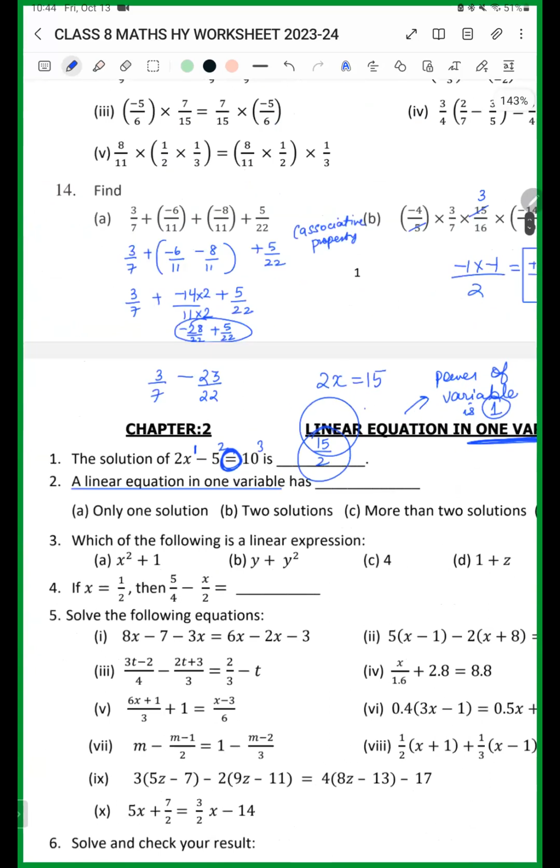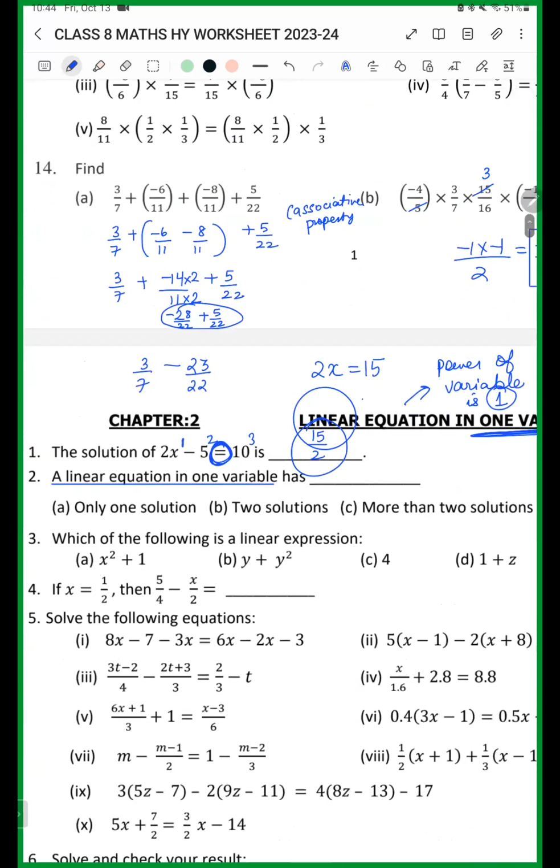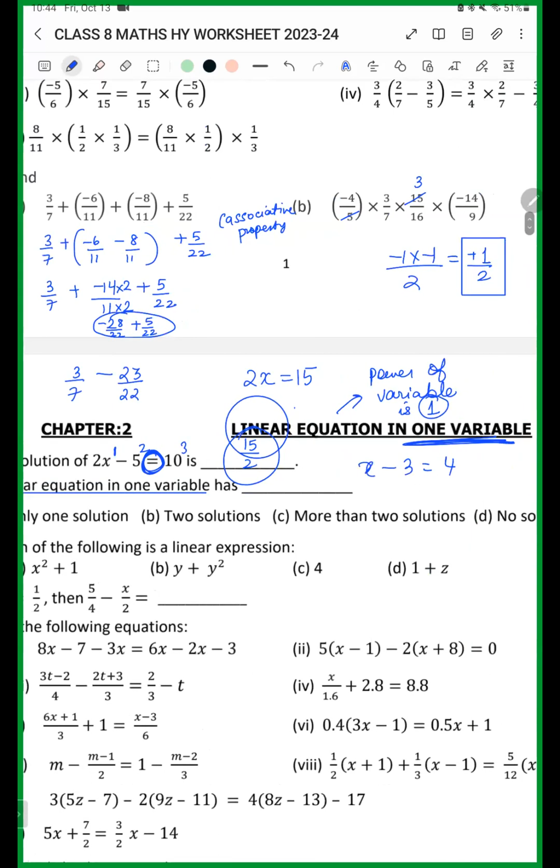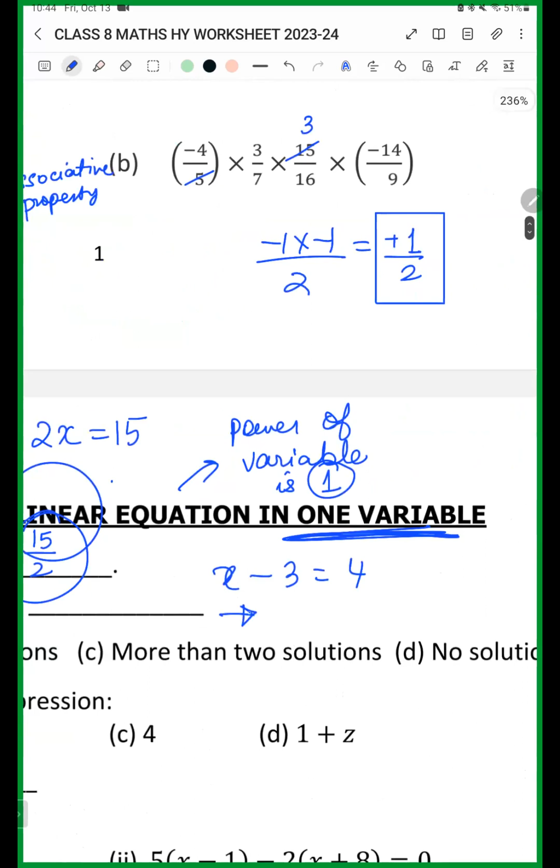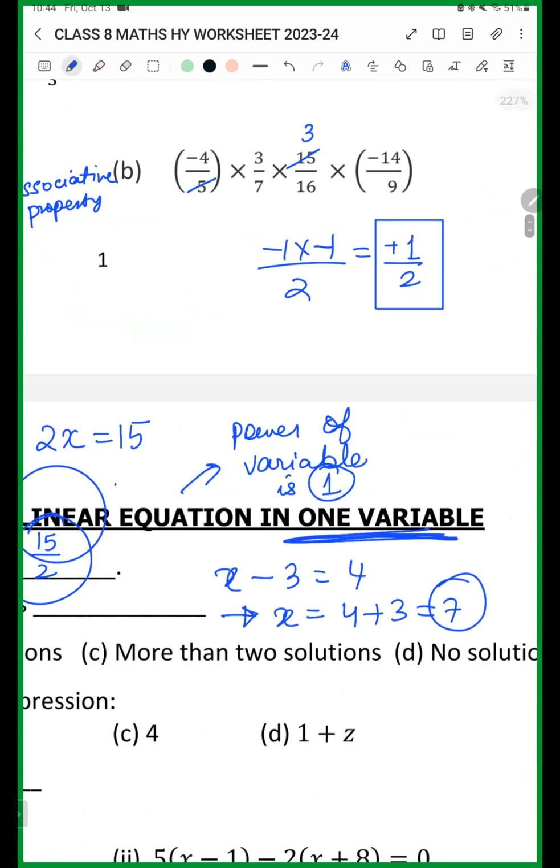Now they're asking, how many solutions does it have? As you can see, when you solve this equation, you will get only one value of x. For example, if I give you x minus 3 is equal to 4, then you will get only one value of x. x is equal to 4 plus 3, which is 7. That's it. Straightforward, 7. It will not have more than one solution.